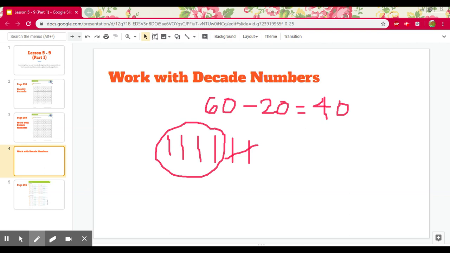How can we check our answer to make sure it's correct? Well, we know 20 plus 40 equals 60. So 60 minus 20 equaling 40 makes sense.